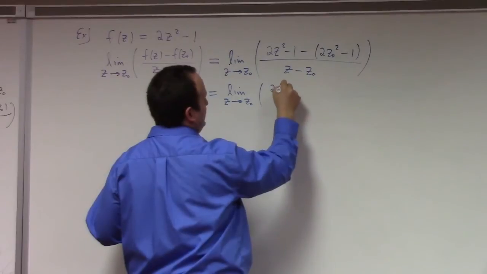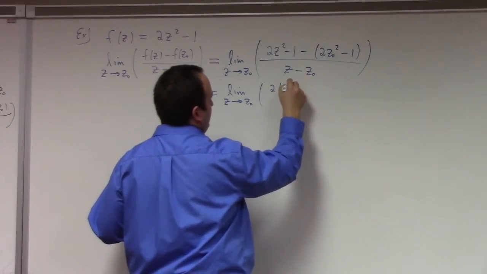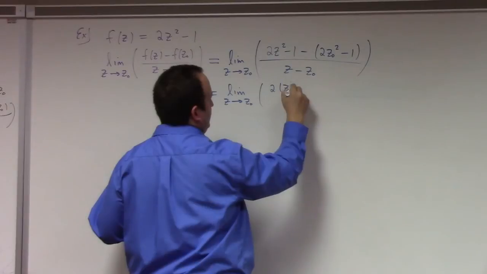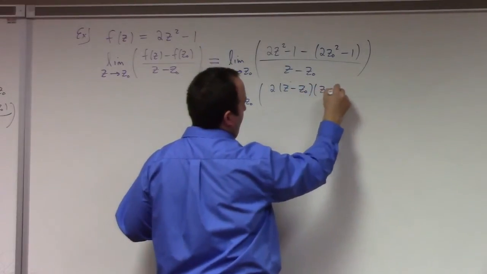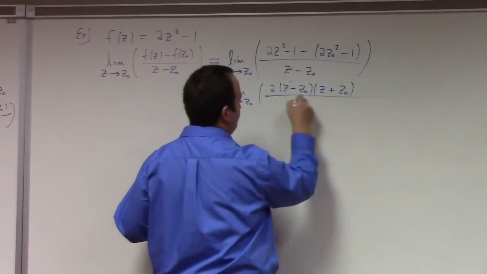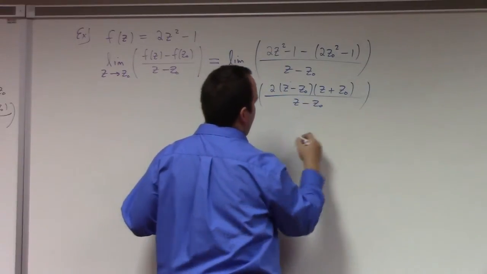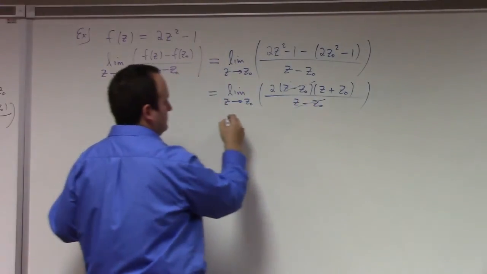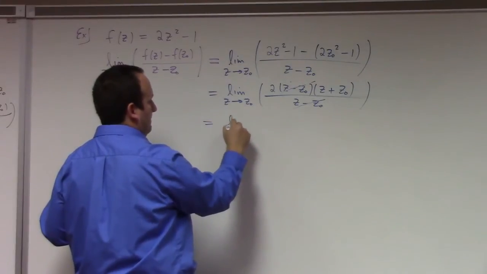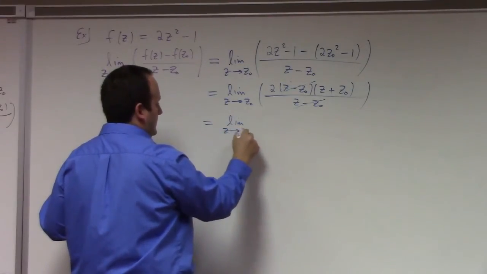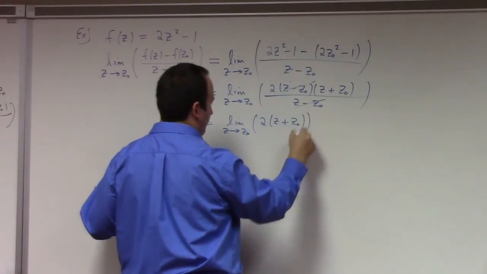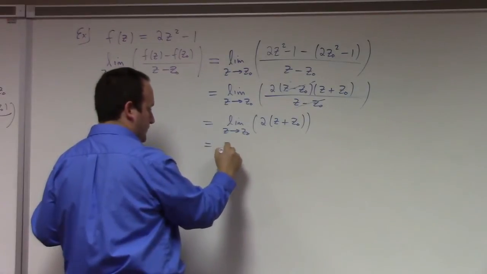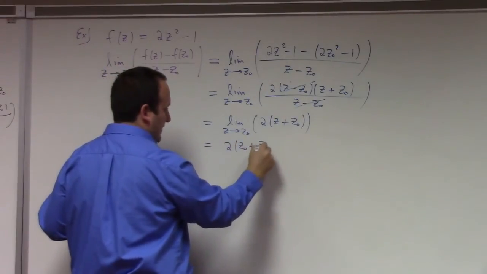So 2z squared minus 1 minus 2z naught squared. Let's just get to the point. It's 2z minus z naught times what? Right? The ones canceled. You can factor, and so these cancel. And you get the limit as z goes to z naught of 2 times z plus z naught, which works out to what? 2z naught plus z naught.